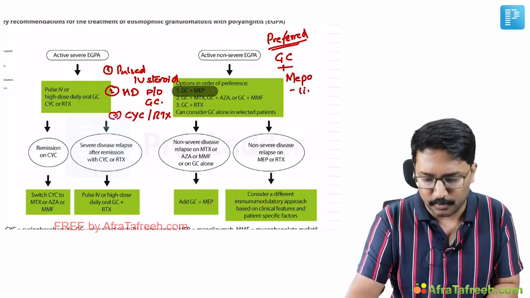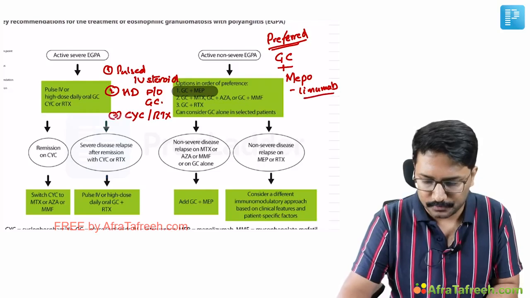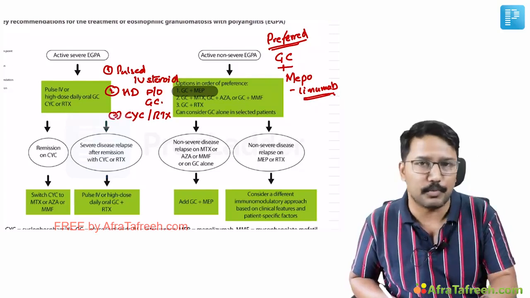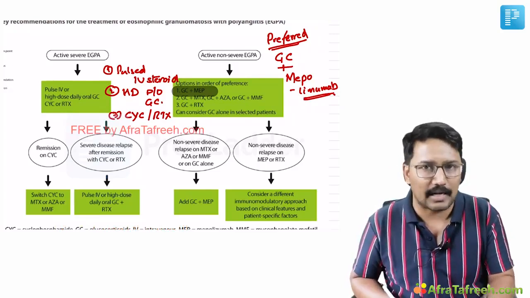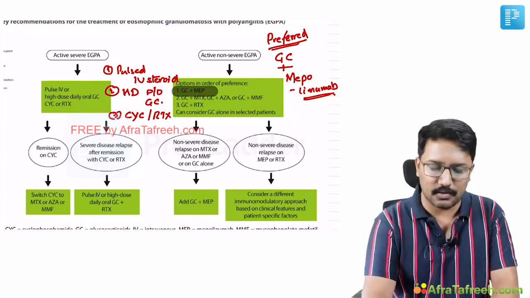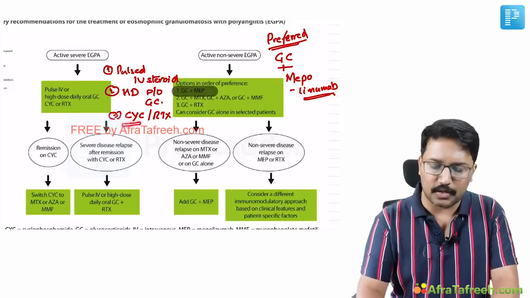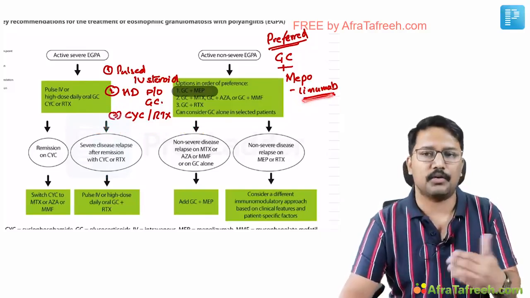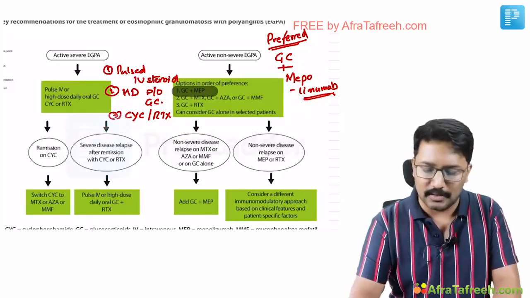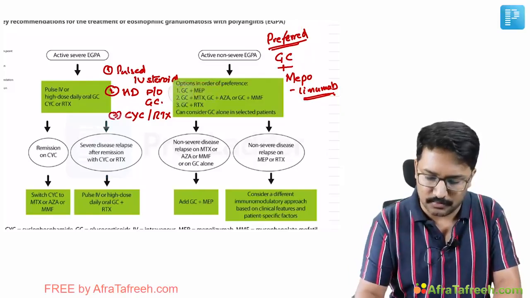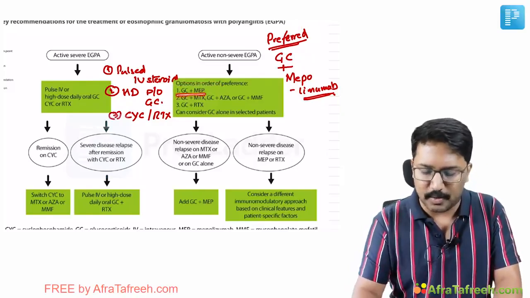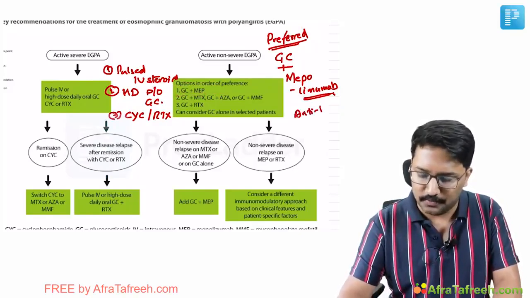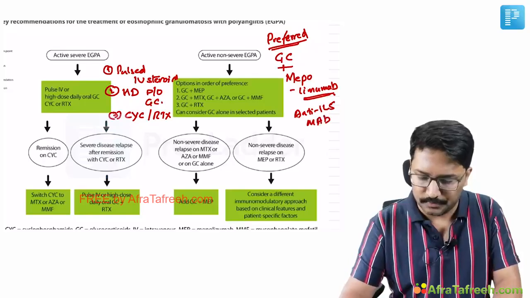So we have a place for mepolizumab in management of EGPA, and the 2021 guidelines recommend that you don't use mepolizumab for induction of active severe EGPA. In that case, only think of high dose glucocorticoids or think of cyclophosphamide or rituximab. But if it is a non-severe disease, you can bank on mepolizumab. So a combination of glucocorticoids plus mepolizumab is the preferred regimen, right? Clear? So this is our preferred regimen: GC plus mepolizumab. What is mepolizumab? It is the anti-IL-5 monoclonal antibody, right? Okay.